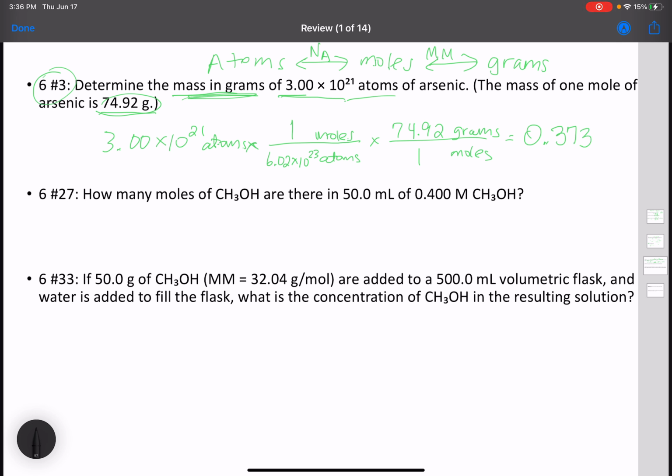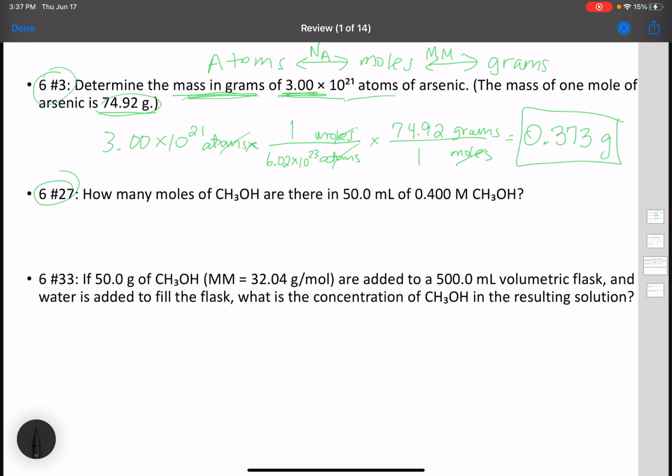0.373. I have 3 significant figures in the number I'm given, those atoms, and I want to make sure I have my units, which are grams. So don't forget sig figs and units. They are small point deductions on the test, but they can add up. I usually try to have a reminder, don't forget sig figs and units.